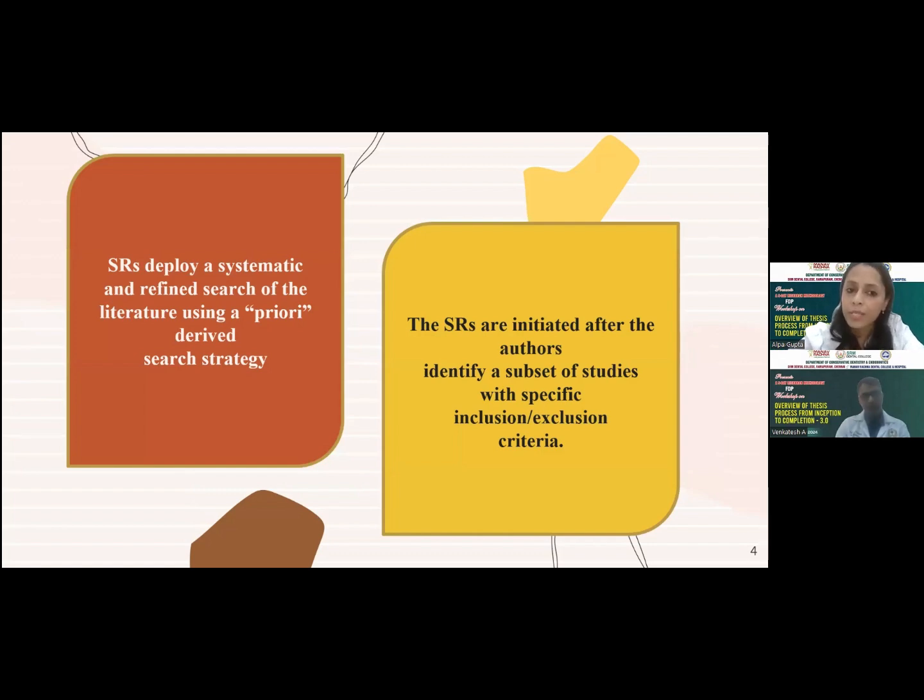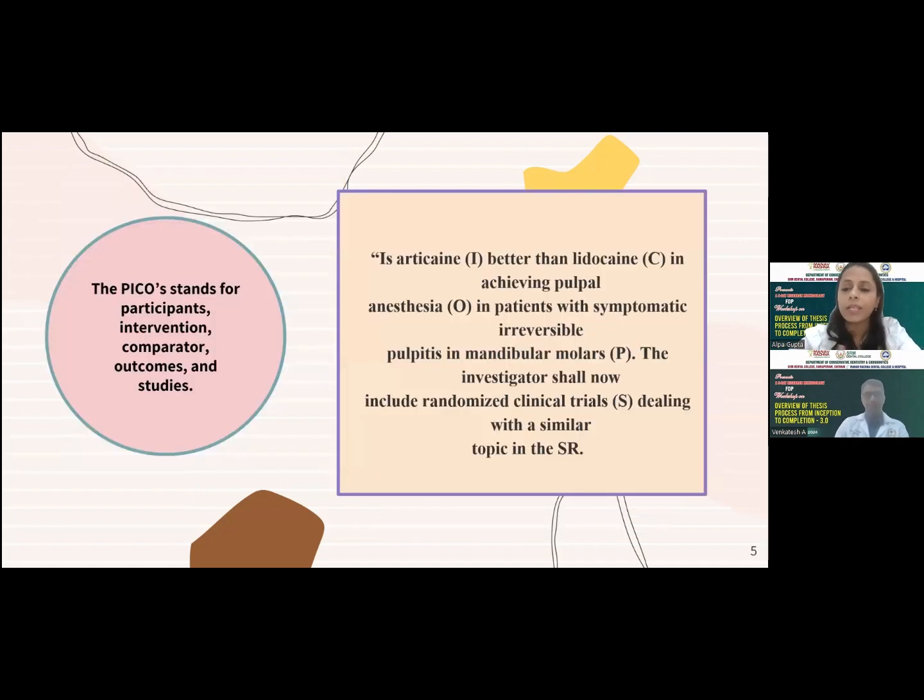Systematic review deploys a systematic and refined search of the literature using an a priori derived search strategy, and systematic reviews are initiated after the author identifies a subset of studies with specific inclusion and exclusion criteria. Before starting the systematic review, you have to make a PICO question based on your research question. So what do you mean by PICO? PICO is your participant, intervention, comparator, outcome, and S stands for the studies.